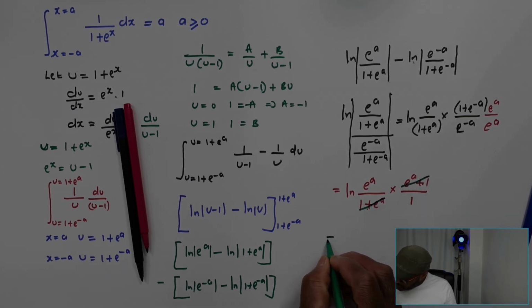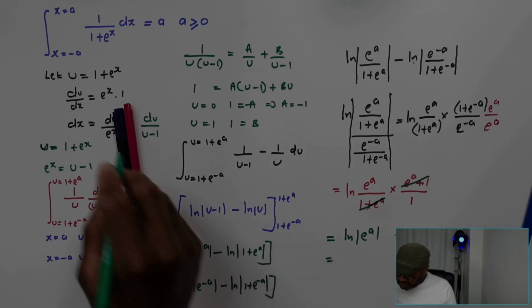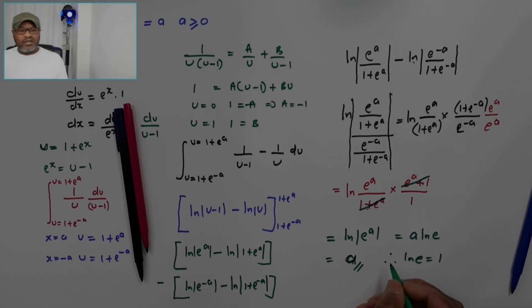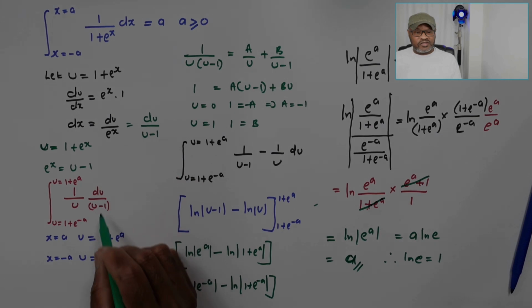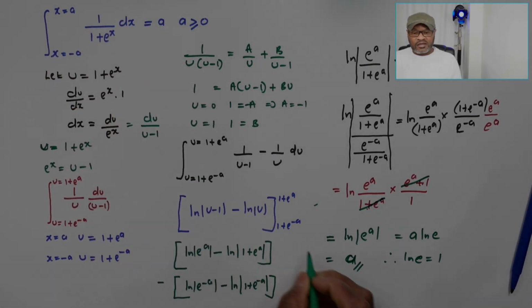And what do we get next? We get ln e to the power of a modulus, and so you bring the a to the other side, that will be a ln e. We know that ln e equal to 1, so therefore the integration will be equal to a, since ln e equals 1. So this is what we've done. We integrated that. We get the proof that the integral of that is equal to a, and that's what this is.